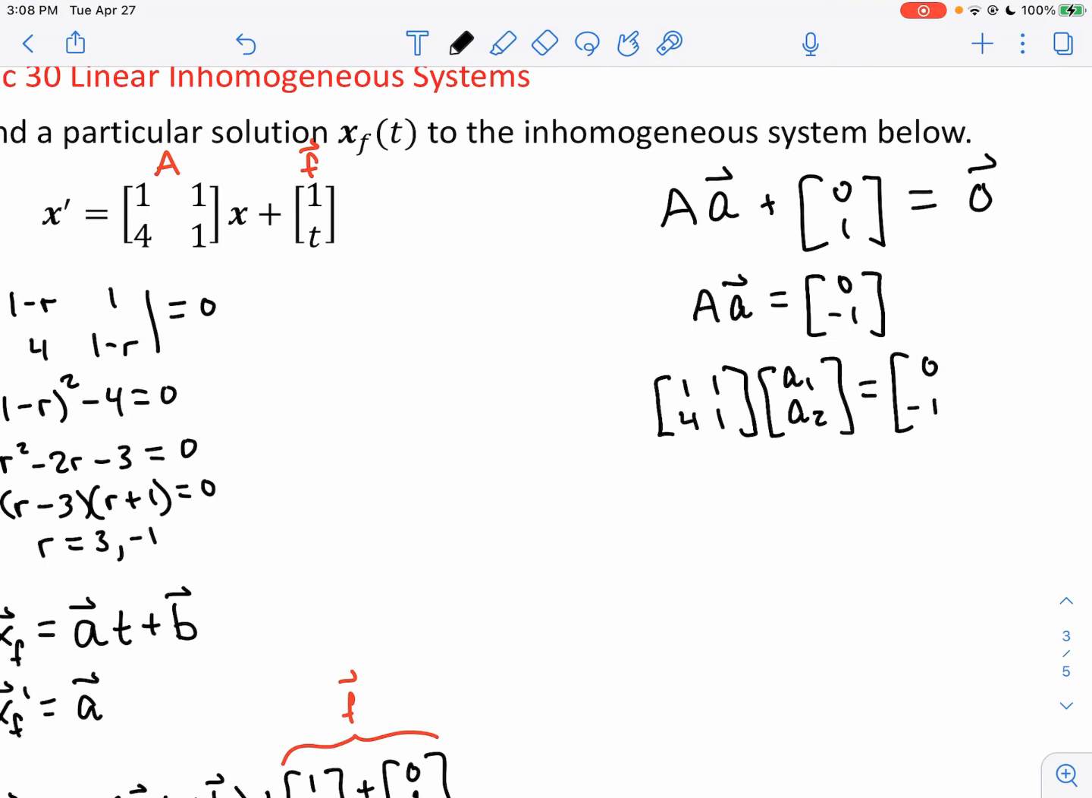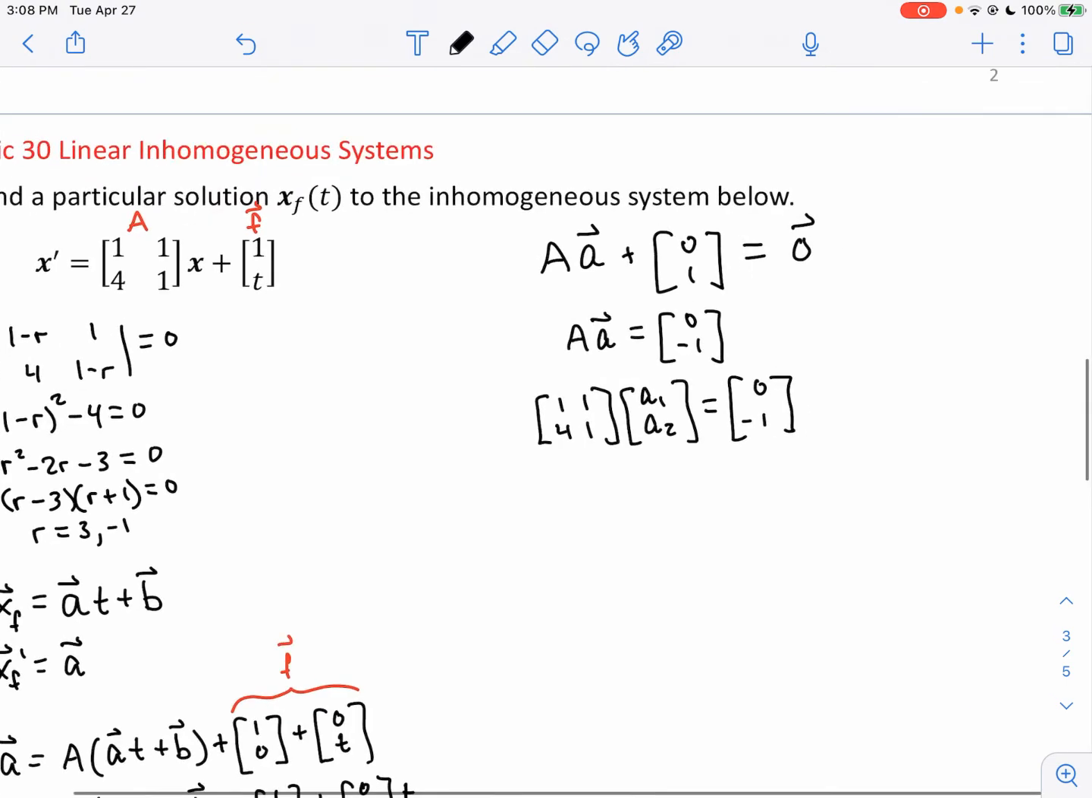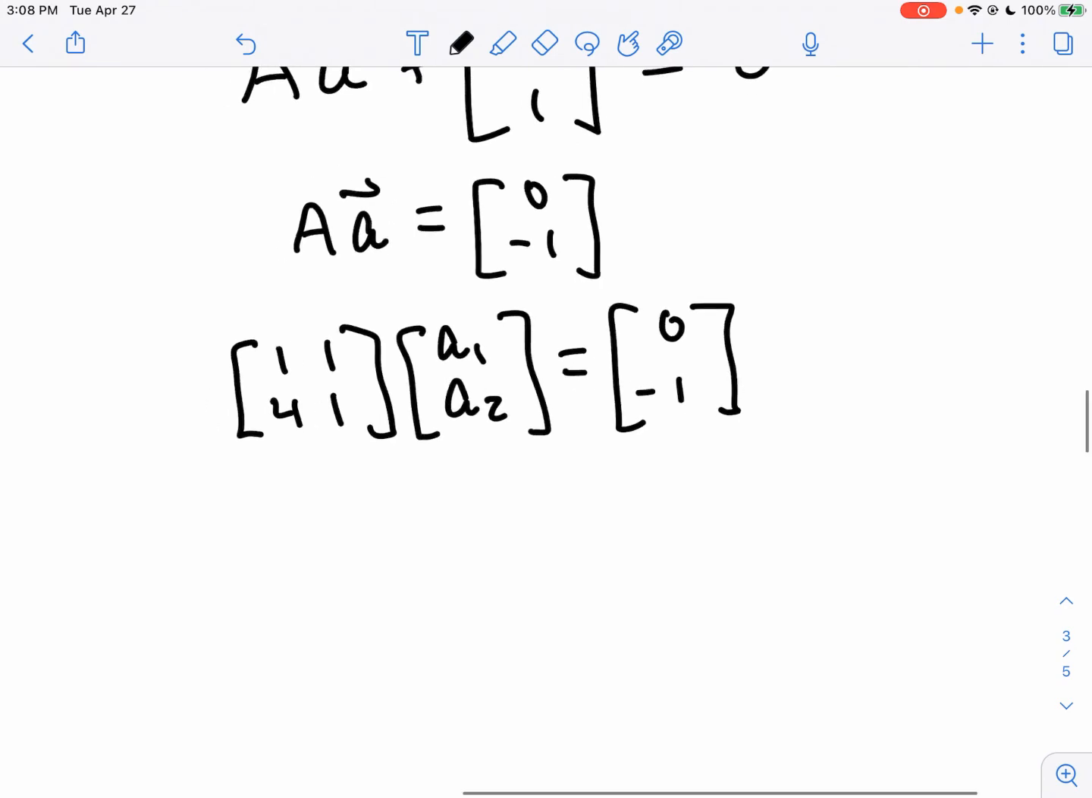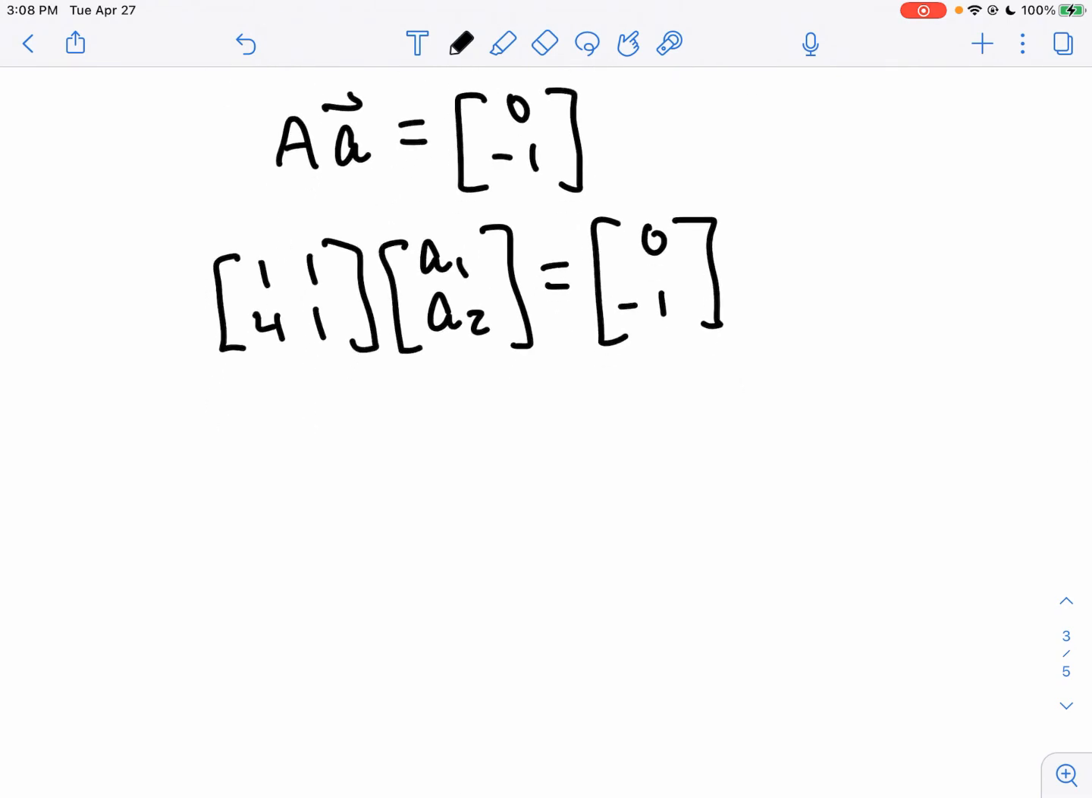And so notice we just have a linear system of equations again to solve for a1 and a2. You can do this using substitution, elimination, or matrix methods. I'm going to use matrix methods. So I'm going to now write this as an augmented matrix. So 1, 1, 4, 1, equal sign, 0, negative 1. And then use row operations to put it in reduced row echelon form. So I'm going to do negative 4 times the top row and add that to the second row to change the second row. And we'll see what that produces.